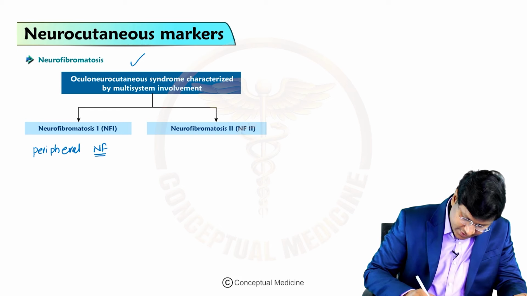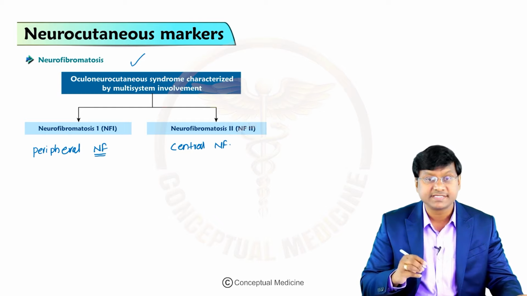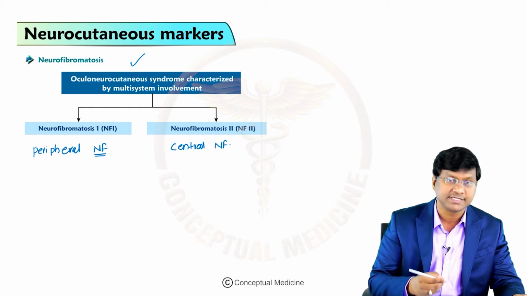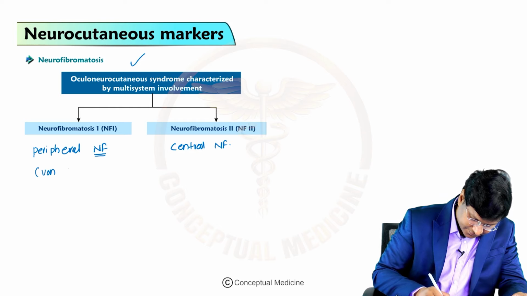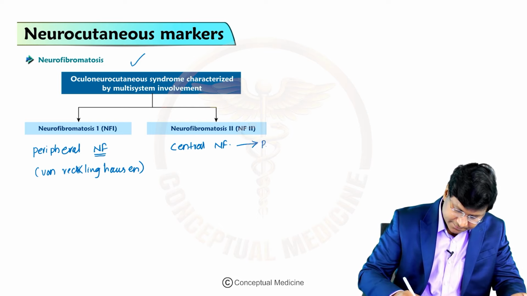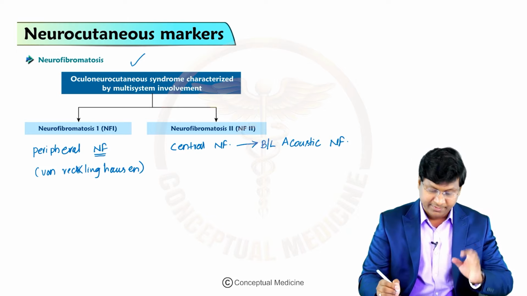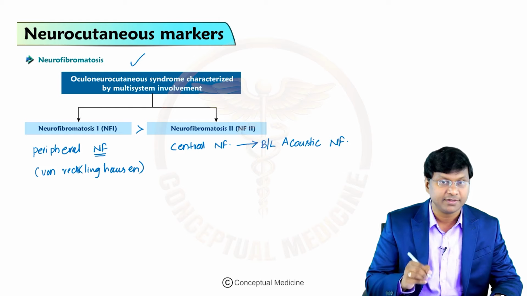Whereas neurofibromatosis type 2 will be central neurofibromatosis. And the neurofibromatosis type 1, that is peripheral neurofibromatosis, is nothing but von Recklinghausen syndrome, right? Whereas central neurofibromatosis is bilateral acoustic neurofibromatosis, that will be neurofibromatosis type 2. Now between these two, which is most prevalent? Neurofibromatosis type 1 is most prevalent, right?